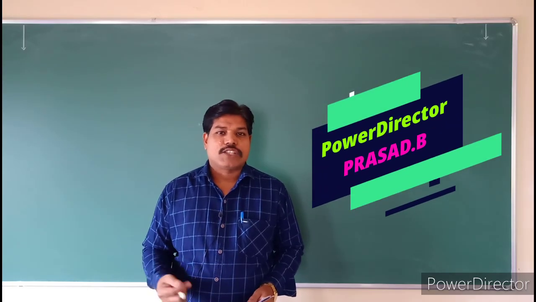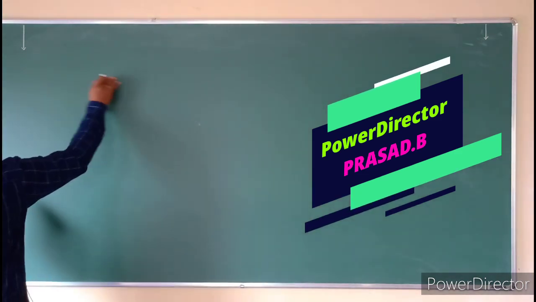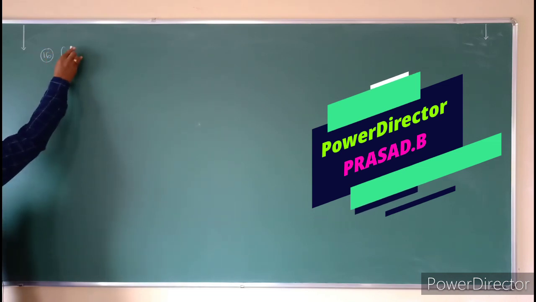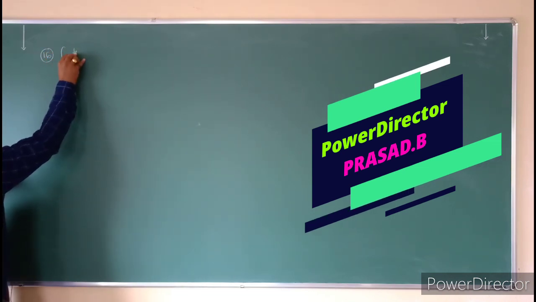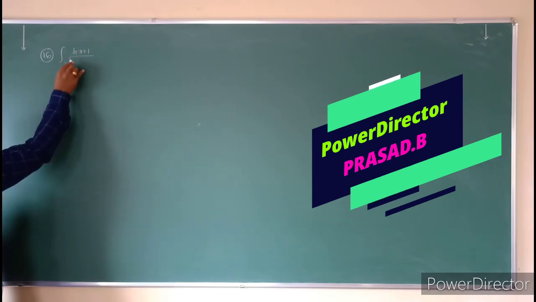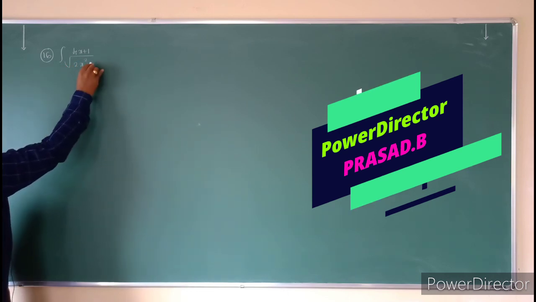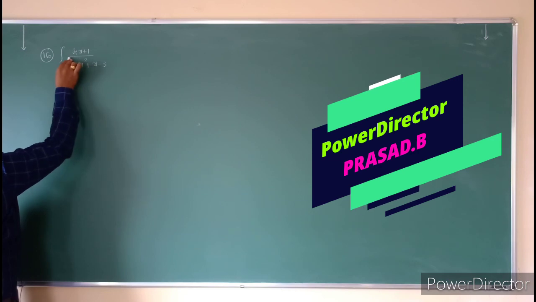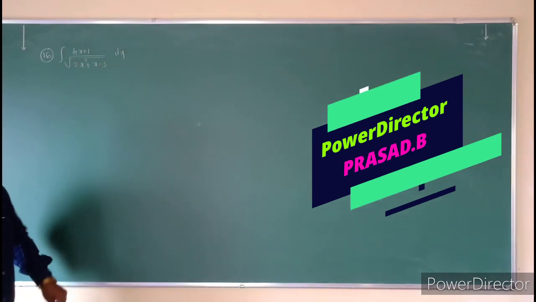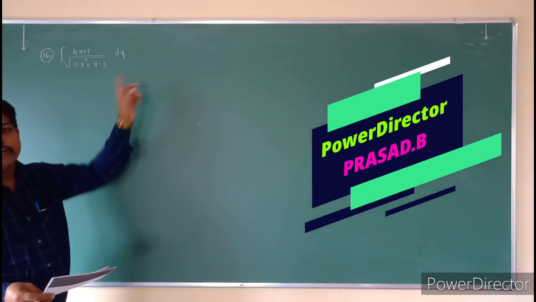Students, see the next question, question number 16. What is question number 16? Integral of (4x plus 1) by root of (2x square plus x minus 3) into dx. Integral of (4x plus 1) by root of (2x square plus x minus 3) into dx.